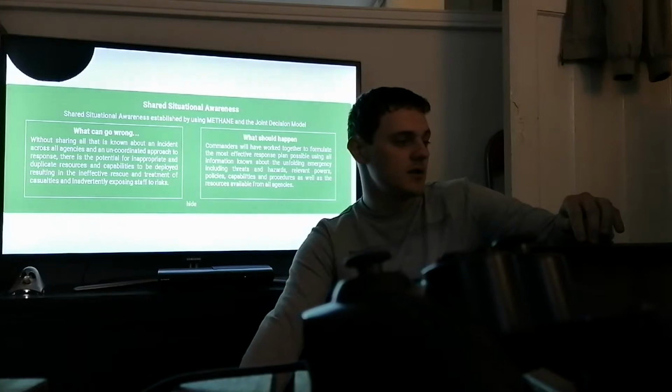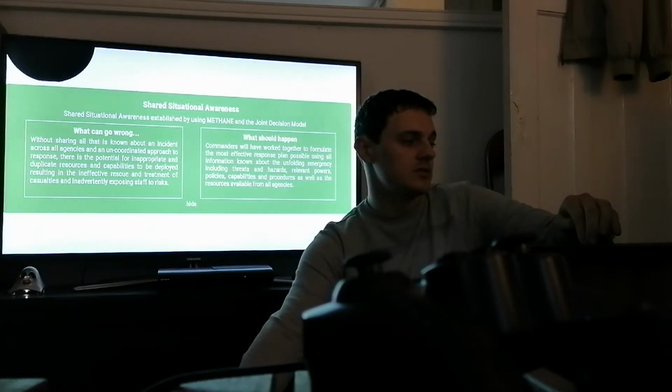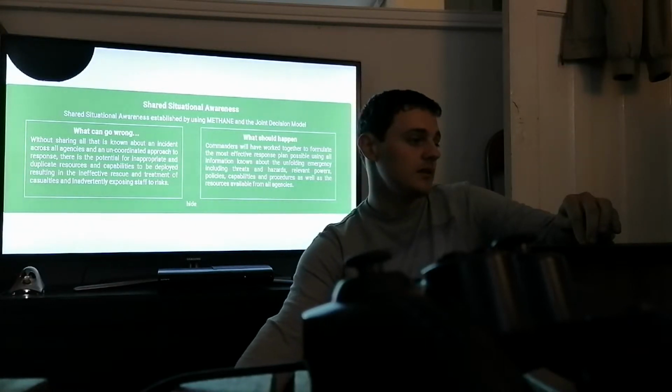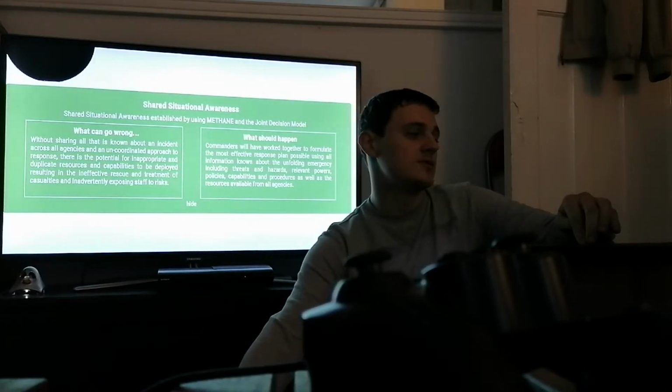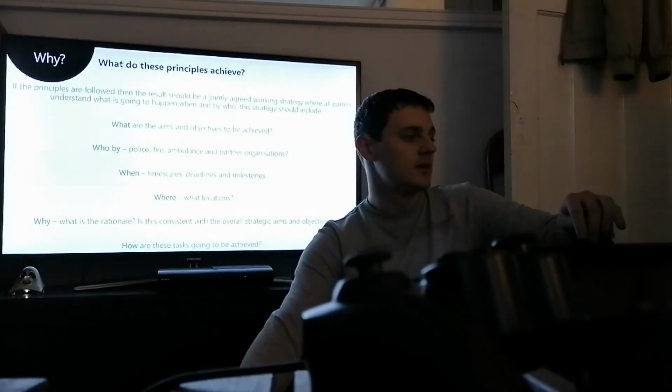What should happen is commanders should have worked together by now to formulate the most effective response plan possible using all the information known about the unfolding emergency, which comes into play with all the other four principles, including threats and hazards, relevant powers, policies, capabilities, procedures, as well as the resources available from all agencies.